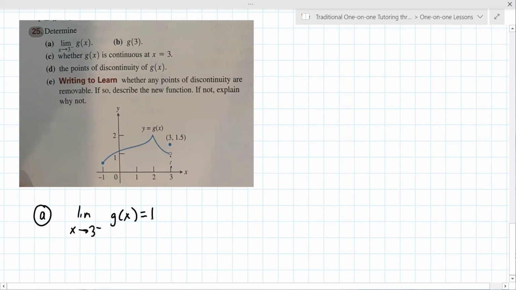And then g of 3 is 1.5. Yes, exactly. g of 3 equals 1.5. Okay. Determine whether the function is continuous at 3. Let me show you where it's continuous. It's continuous everywhere except 3, because everywhere else you can draw it without lifting up your pencil.